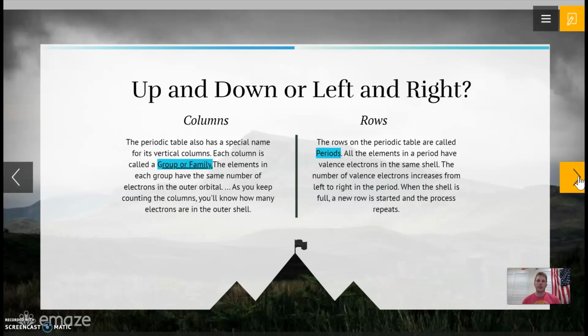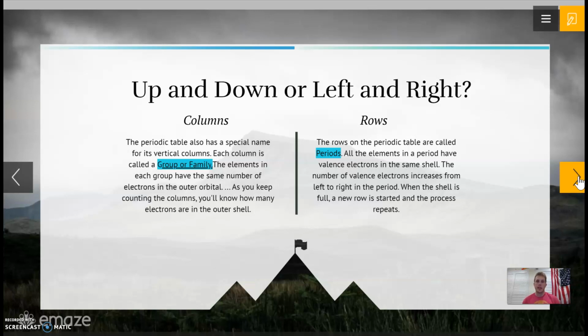So the table is broken up into two major sections. There's going to be the columns, which is what goes up and down. These are also known as the groups or the families. The reason that they are called families is because everything in the family or the column up and down behaves in the exact same way.